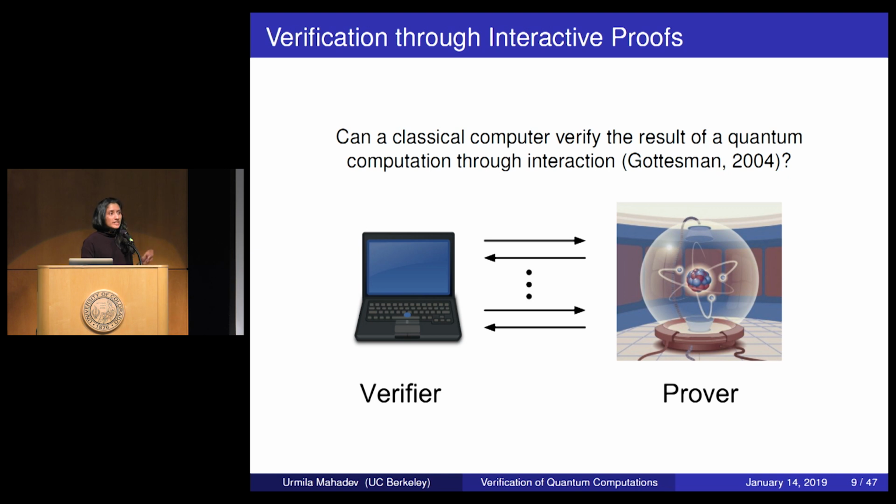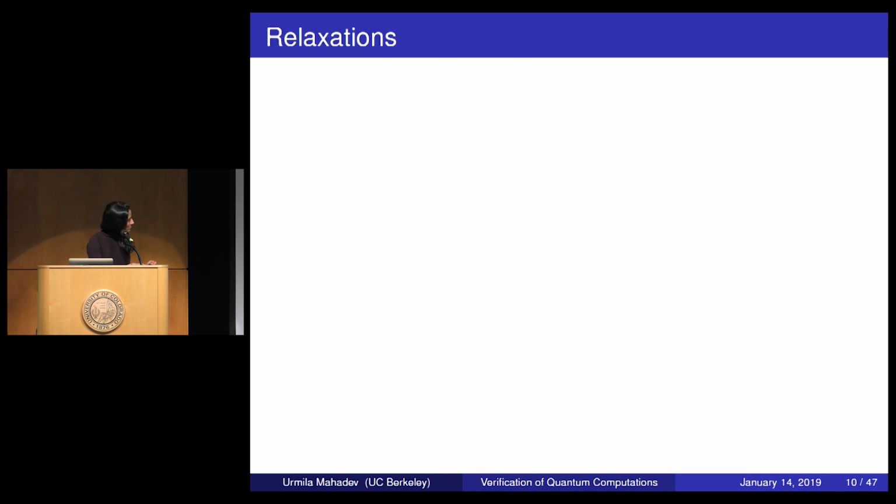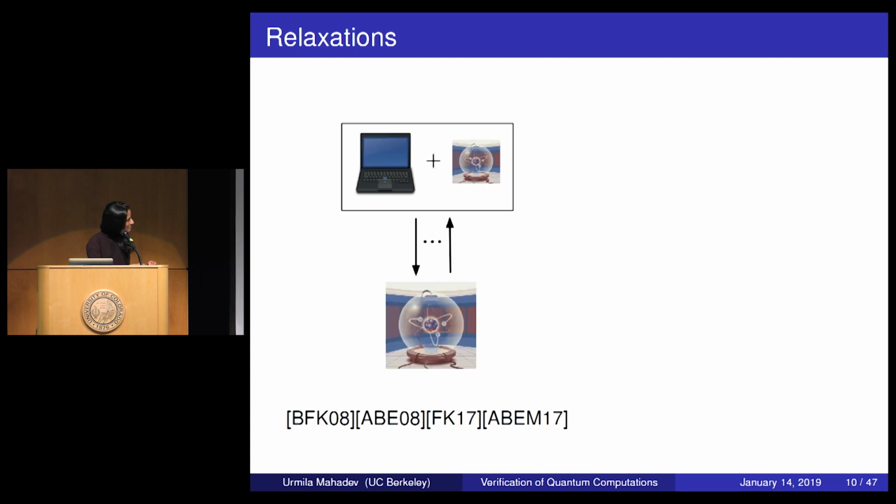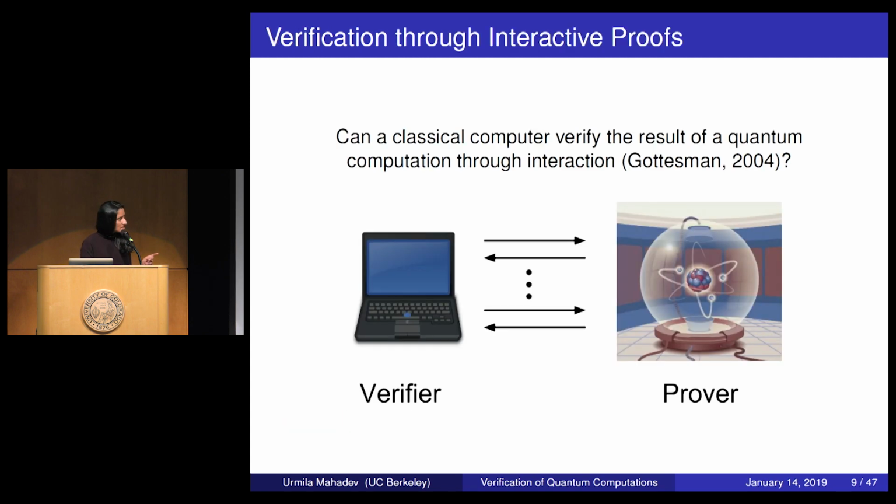So this protocol should satisfy two requirements. The first is that if the prover is honest, the verifier should accept. If the prover responds with anything but the correct outcome of the quantum computation, the verifier should reject. So this is what it means. This is what the protocol would look like.